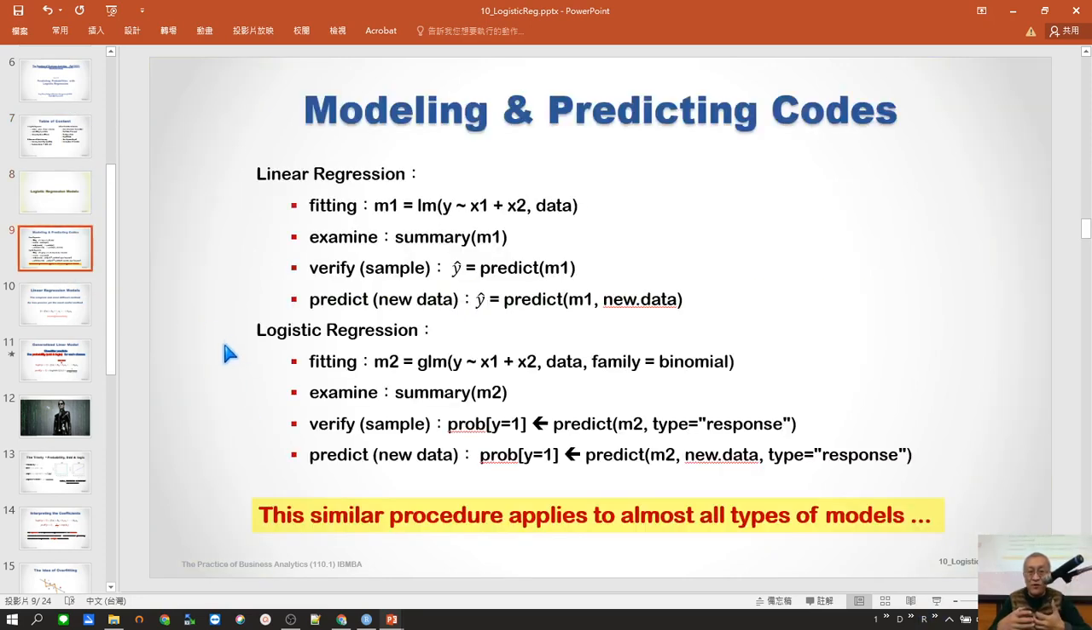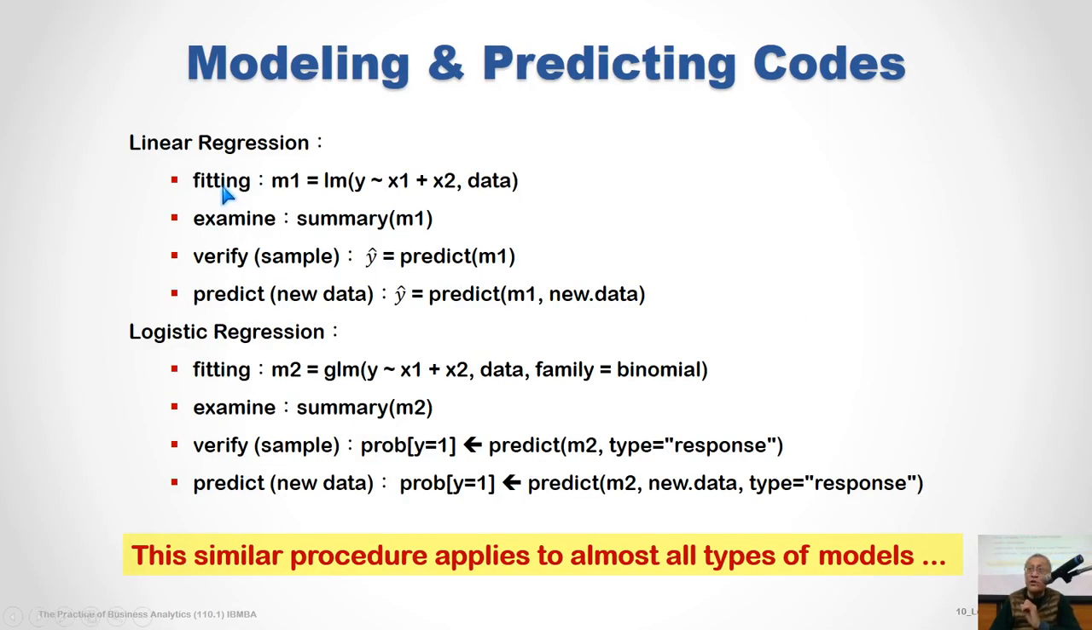Now, as I already told you, in the aspect of building a model and doing prediction, the code is actually very, very similar. Although linear regression predicts numeric values and logistic regression predicts probability, the way they operate is very similar to each other. So when we are building linear regression, this is the way we do it. This is the code.